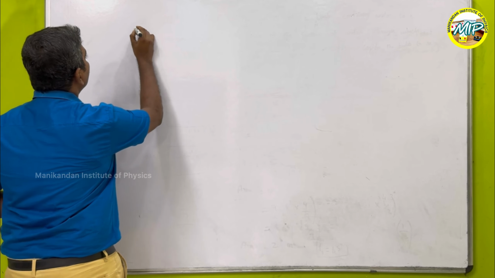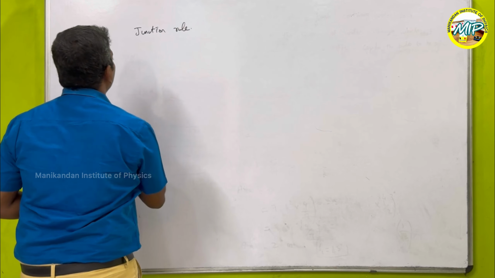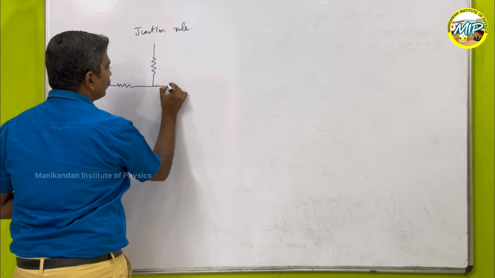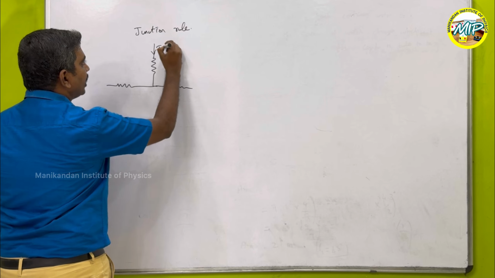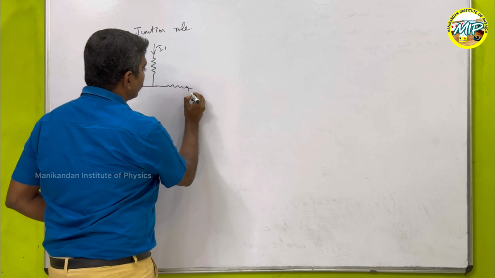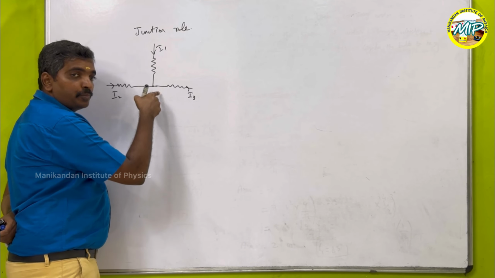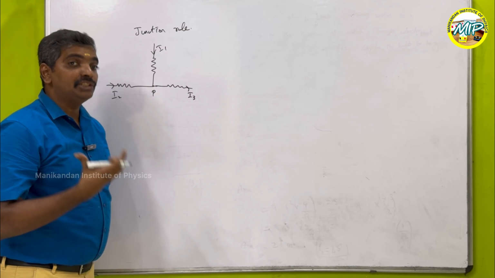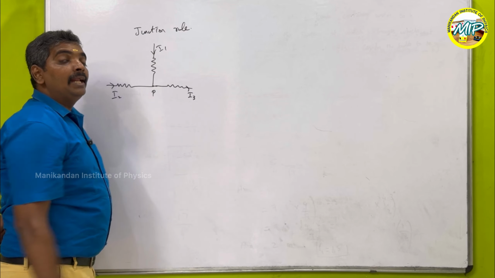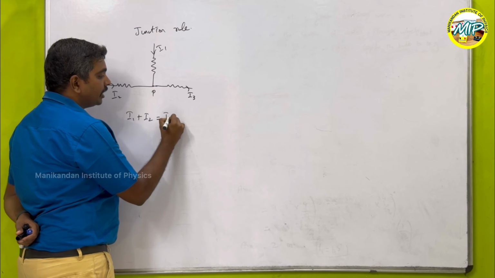I can simply write junction rule. So I have three resistors. The current entering here is going to be I1, the current entering through the resistor is going to be I2, and the current leaving from this resistor is going to be I3. So I can simply write the net current at this point P is going to be 0, which means the amount of current entering the junction is equal to the amount of current leaving from the junction. So I can simply write I1 plus I2 equals I3.